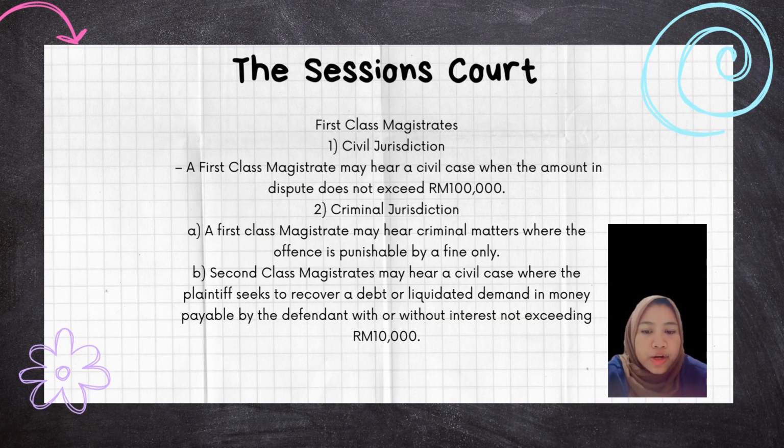The session court has two sessions, which are first class magistrate and second class magistrate. For the first class magistrate, it has civil jurisdiction. A first class magistrate may hear a civil case when the amount in dispute does not exceed 100,000. Criminal jurisdiction: a first-class magistrate may hear criminal matters where the offence is punishable by a fine only.